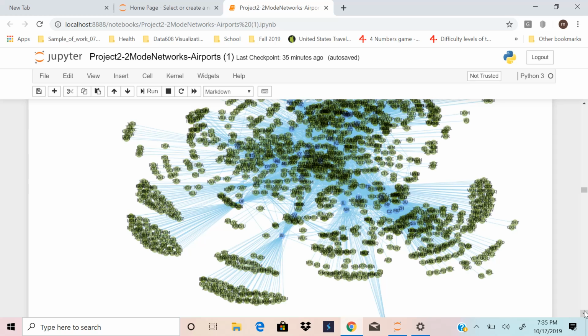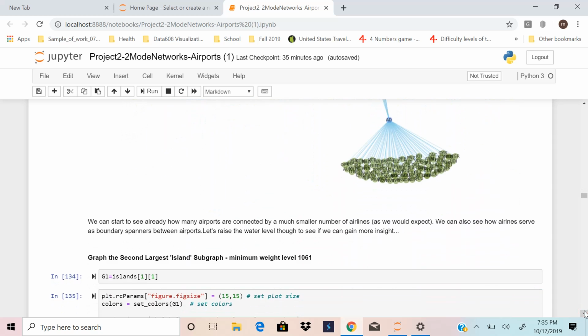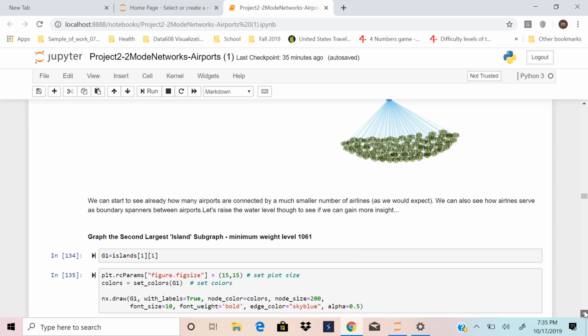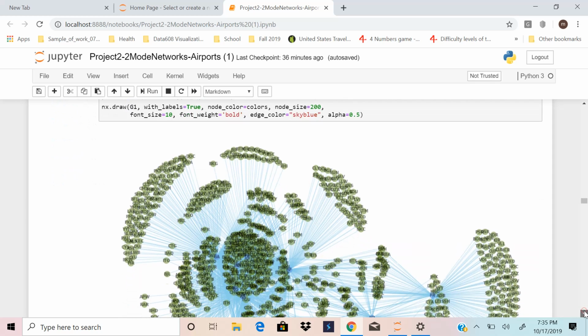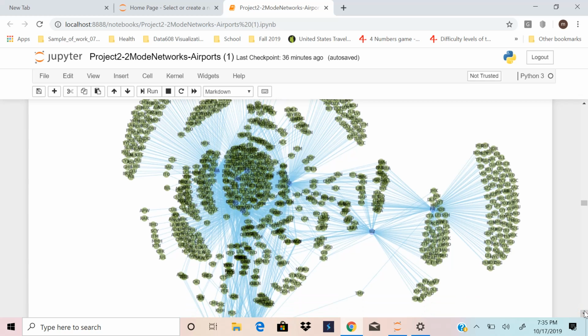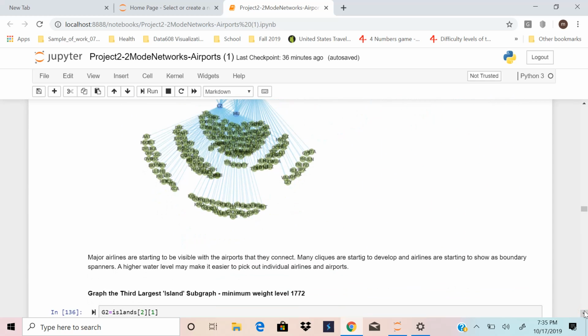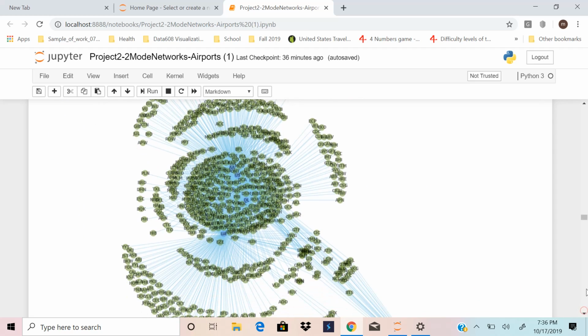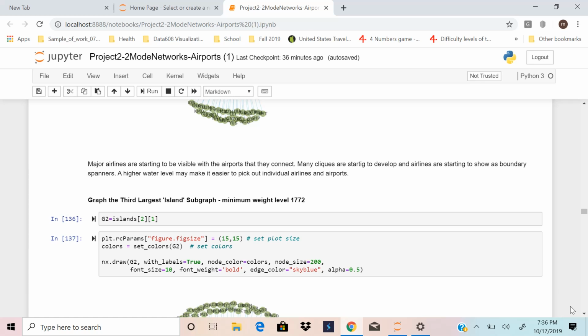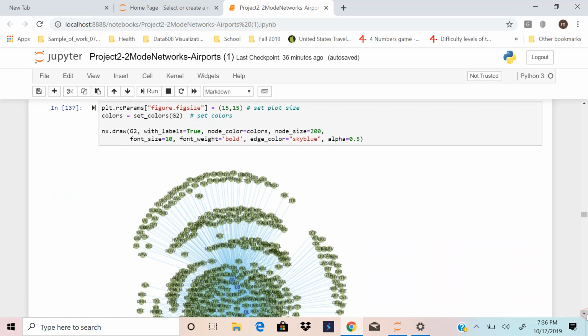You can see some of those airlines are really big. In the center might be, I think, United. It's a lot of data. So we're going down to the second level, and the minimum level here was 2061 routes. Wow, and there are few of them. So we can see we're getting closer to a more readable network.